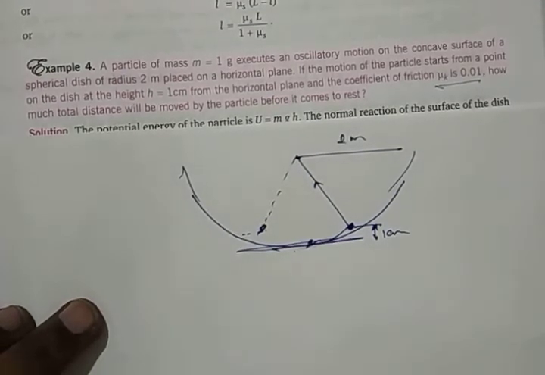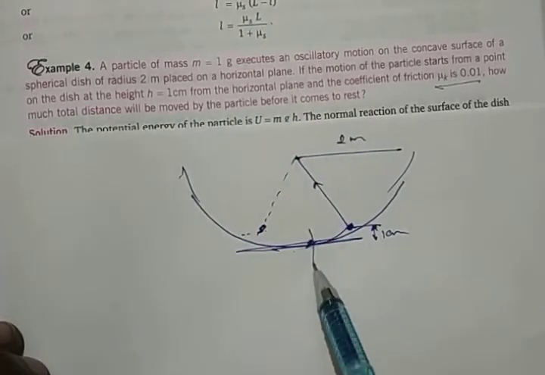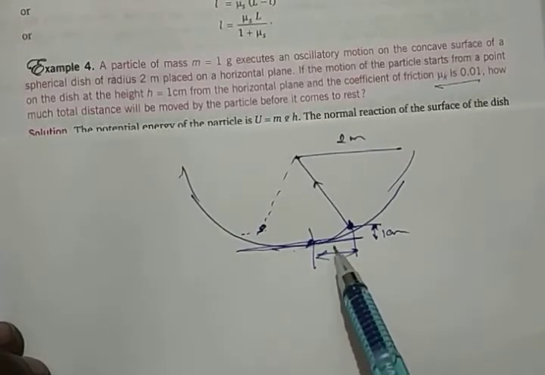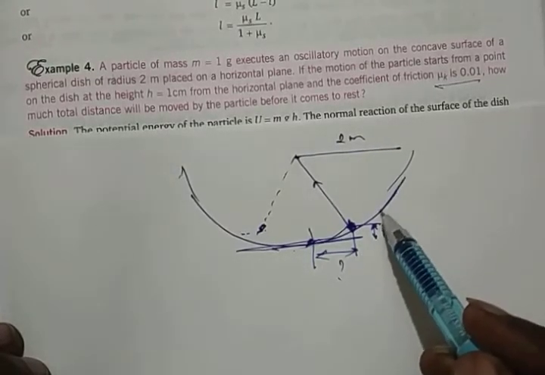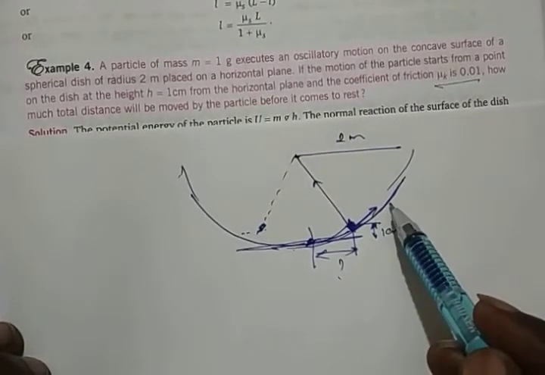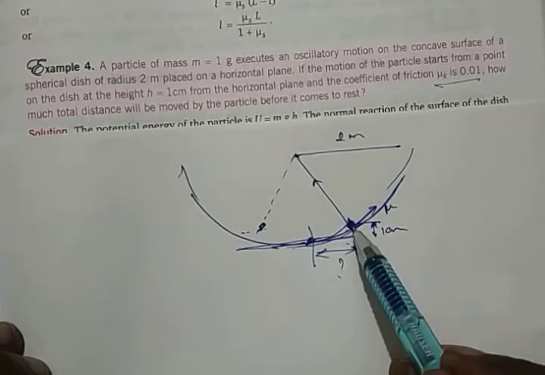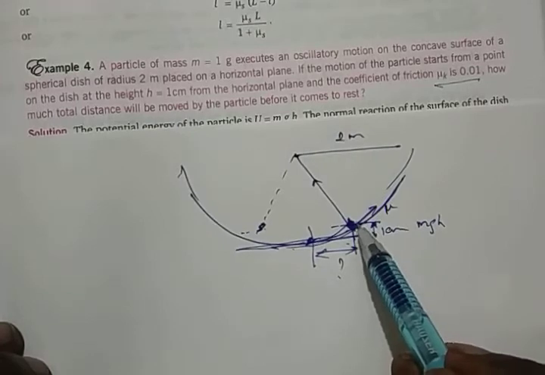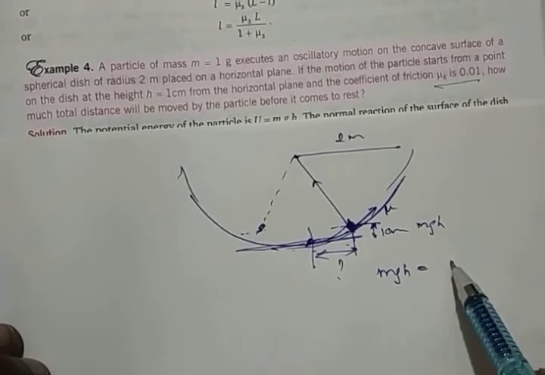Now it is asked how much total distance will be moved by the particle before it comes to rest. It is quite simple. This is going to just keep on rubbing down and coming along the entire concave surface, so there is a frictional force always acting against it. And it is going for a height, so mgh will be the potential energy. That potential energy will finally transform into the frictional force into the distance.